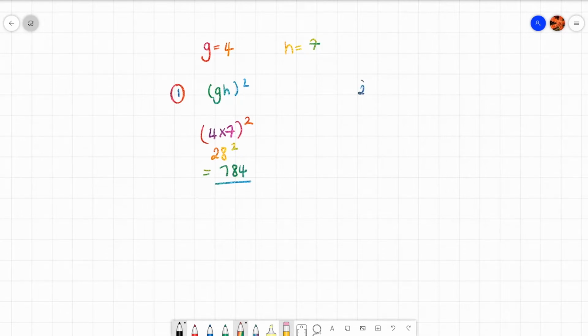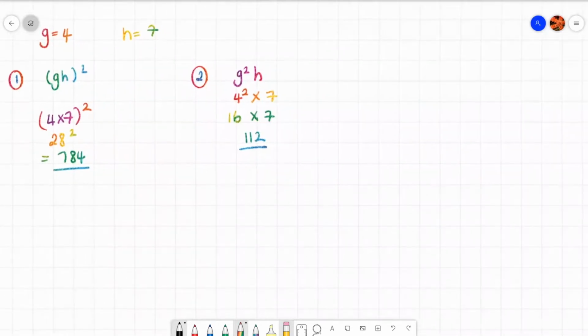Then you might have something like g squared h. Now it's important to remember what this means. If you don't understand what your expression means, you won't be able to substitute. So g squared h, well, g squared is 4 squared, isn't it? And remember, when you have letters together, it means times by h, which is 7. Remember BIDMAS? You do powers first. So 4 squared is 16 times 7. So 16 times 7 is 112. Okay.